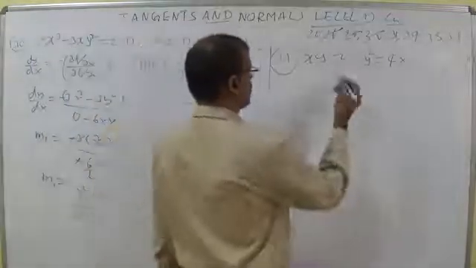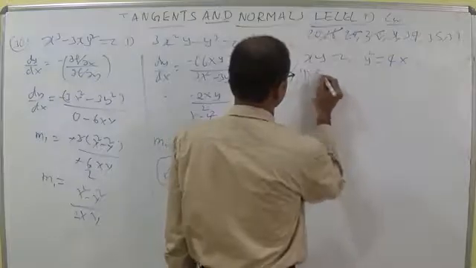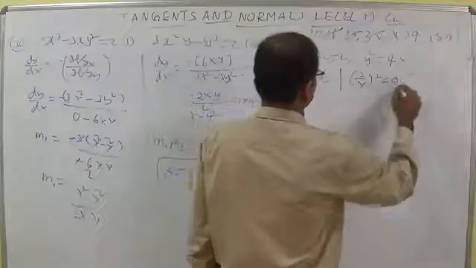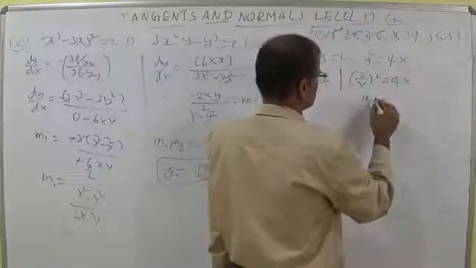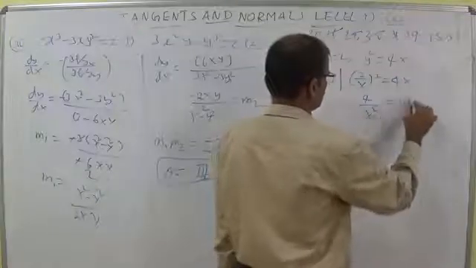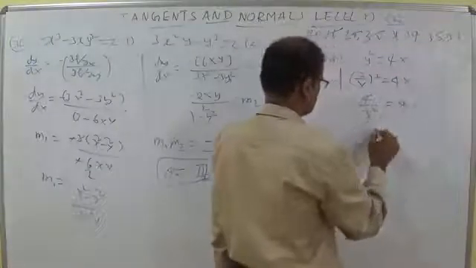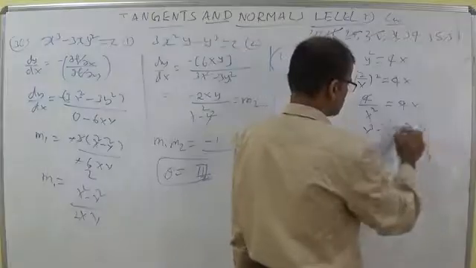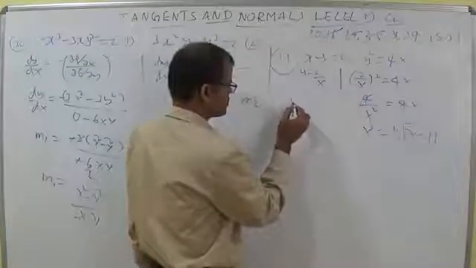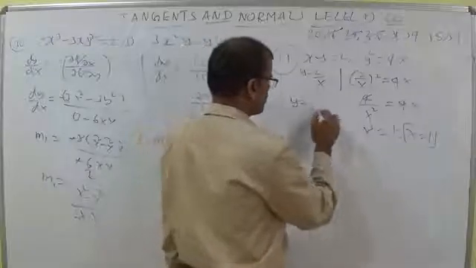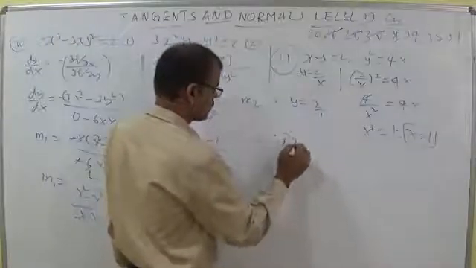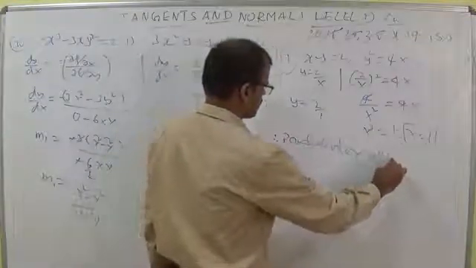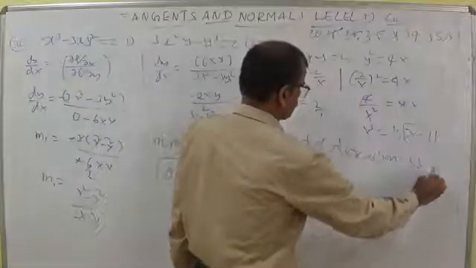Xy is equal to 2, so you should calculate the point of intersection. Y is equal to 2 by x. Here you substitute, 2 by x whole square is equal to 4x. So you write here 4 by x square is equal to 4x. 4 gets cancelled, you can write x cube is equal to 1, then x equal to 1. Therefore, substituting x equal to 1, you will get 2 by 1, which is 2. Therefore, the point of intersection of the two curves is 1, 2.